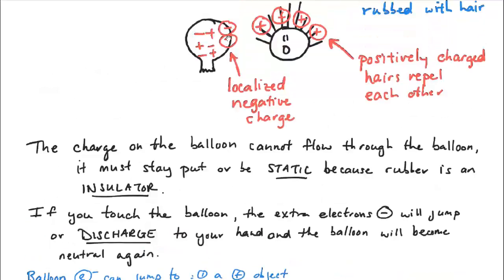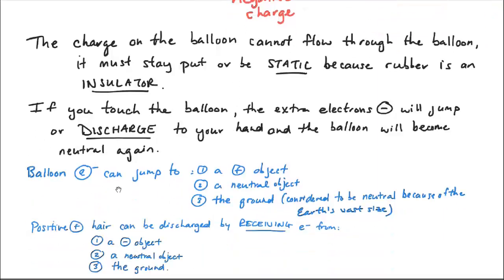If you were to put your hand on the balloon, right where the charged area was, you would hear the little crackling sound of the electrons jumping, the little mini lightning strikes, and you would have the balloon become neutral again. You would have discharged the balloon to your hand or to, let's say, a metal doorknob or whatnot. Now, the balloon electrons are able to jump to a positive object because they are negative. They can jump to a neutral object, which means they would now charge the neutral object and make it negative. Or they can jump to the ground.